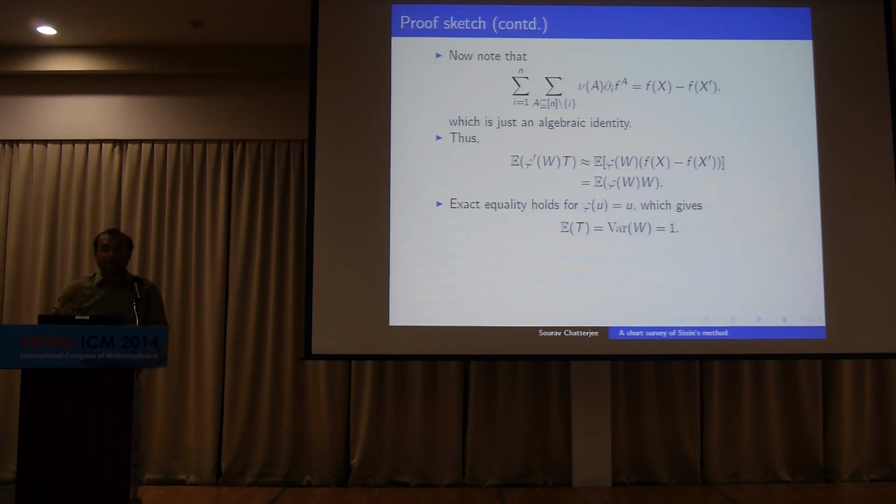And now if it turns out, by good luck, that T has small fluctuations, then this random variable inside the expectation can be replaced by its expected value, and you can just move it out. Okay. And as soon as you do that, you get Stein's, the approximate Stein equation: the expectation of phi of W times W is approximately the expectation of phi prime of W.